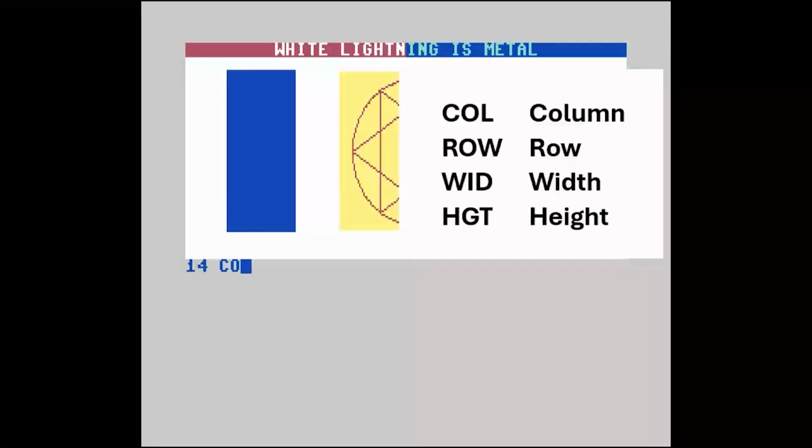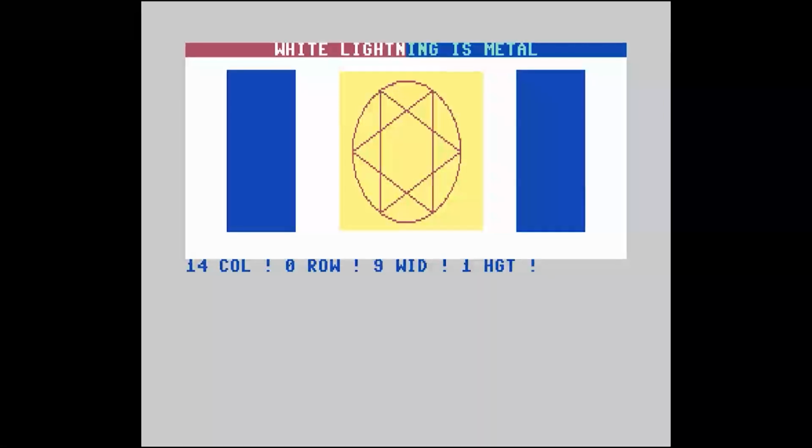So we're going to take 14 for the column, so that's about 14 characters over. We're going to work on the top row. We're going to use a width of 9 characters wide, and a height of 1. And just a quick reminder of how variables work in White Lightning, or in Forth. 14 gets put on the stack. We put the memory address of COL on the stack, and then we call the exclamation point, which we read as the word store. So 14 is being stored into COL, 0 is being stored into ROW, etc.